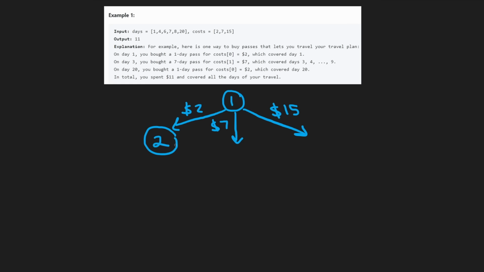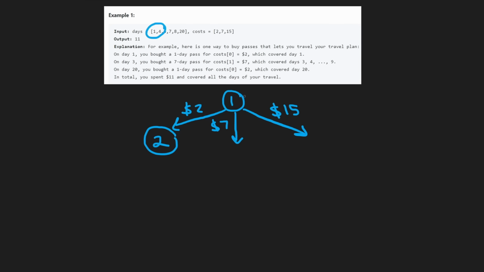But now the important question you should ask is, is day 2 even in the array of days that we want to travel on? Well, we don't even want to travel on day 2, right? So who cares? Skip day 2, right? Do we want to travel on day 3? Nope, it's not in the array, is it?